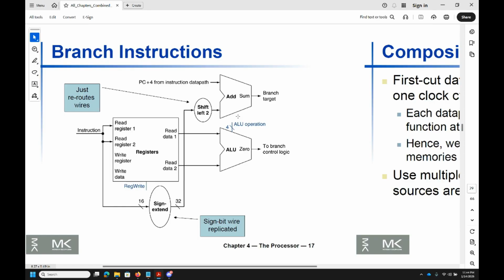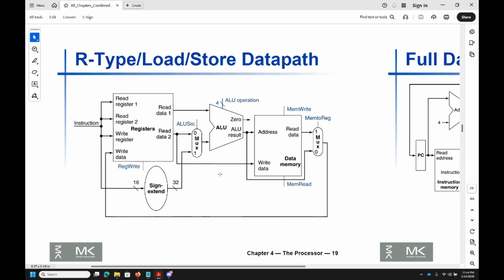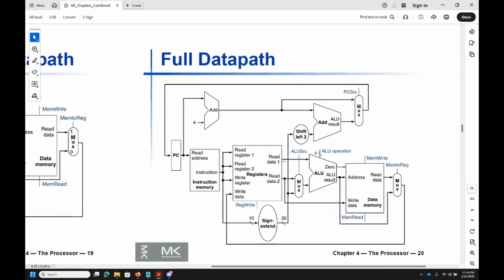So the way to solve this problem is we have separate memories for instruction and data, at least on MIPS. So we create an instruction memory and a data memory. So here you can see registers, and here you can see the data memory. So the full data path comes out to be something like this.